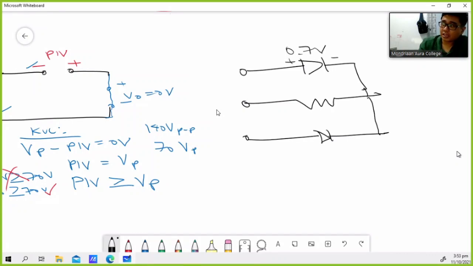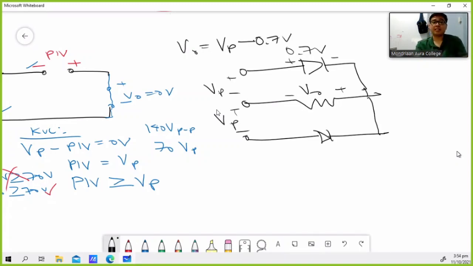Okay? So, ano magiging output natin? For example, VP na lang, or V sub P. So, what is the output voltage during the positive half cycle? So the output voltage is just equal to the peak voltage minus 0.7 volts. So bumabawas ng 0.7 palagi. Okay? For the center tap and the half wave. Pero sa bridge type, 1.4 agad yung bumabawas.